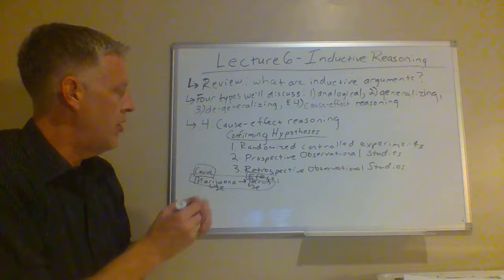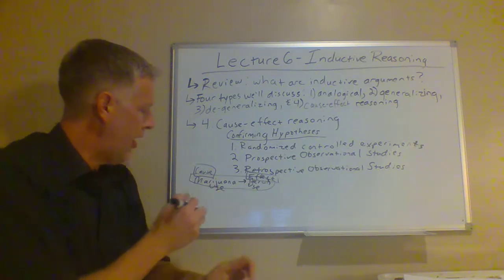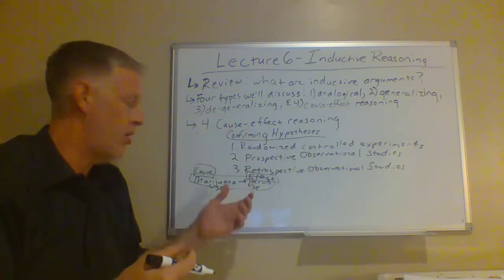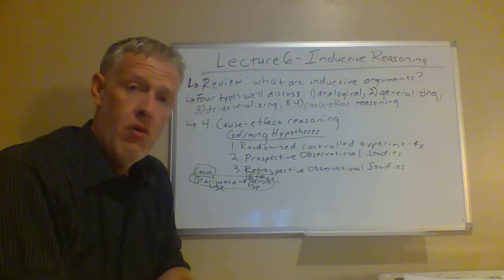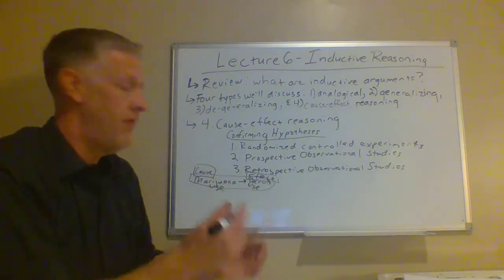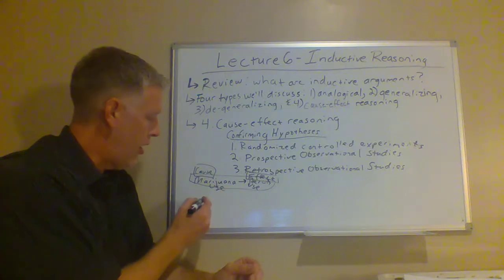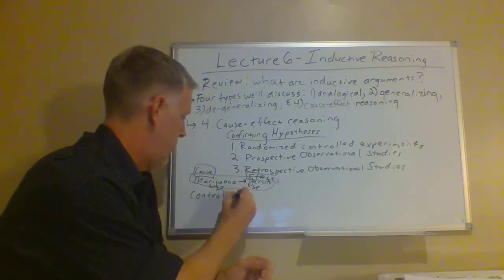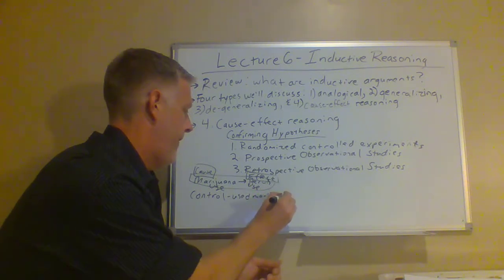Okay, so when we're doing number 2 here, a prospective observational study, we take a look at people, right? We don't actually assign them to groups and then give some of them marijuana and not give others. We actually analyze people who have just used marijuana, and then some who have not. So our control here would be people who have not used marijuana.